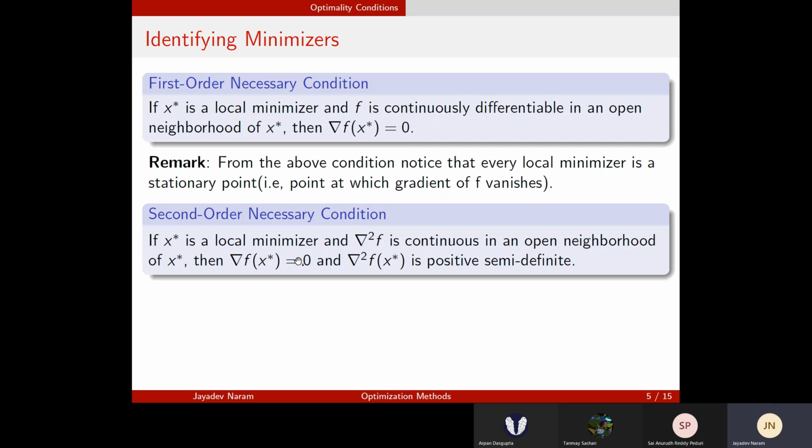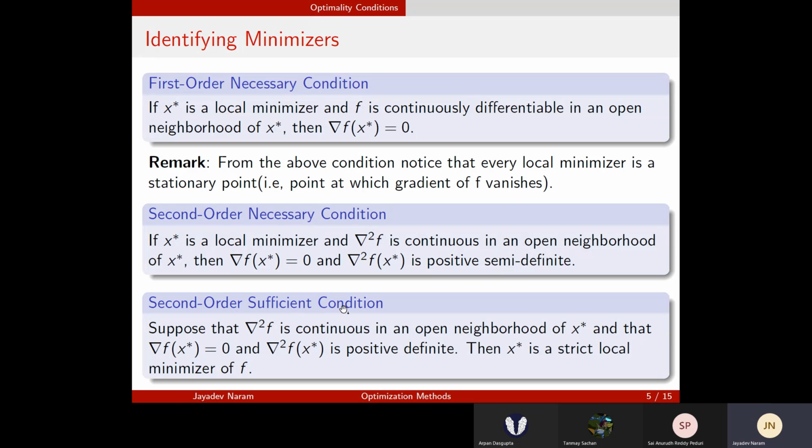So if x star is a local minimizer and if the Hessian of f is continuous in an open neighborhood of x star, then grad f of x star is equal to 0 and the Hessian at that point, which will be a matrix, will be positive semi-definite. A positive semi-definite matrix is one whose eigenvalues are all non-negative. They can also be 0, but they should not be negative. So this is the second order condition. Essentially, if x star is a local minimizer, then these two properties will hold. And then we have the second order sufficient condition.